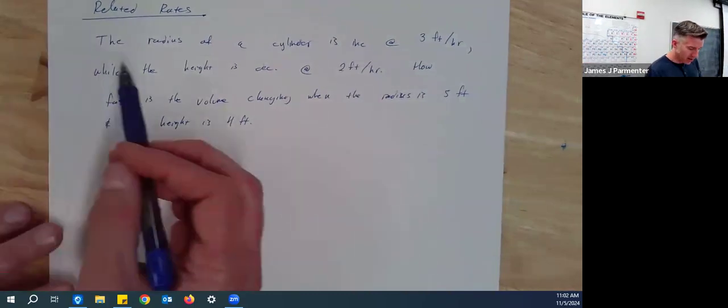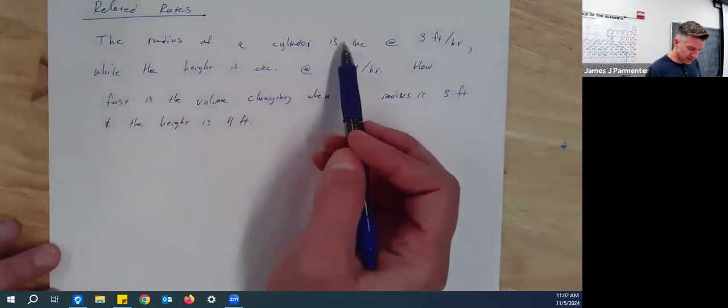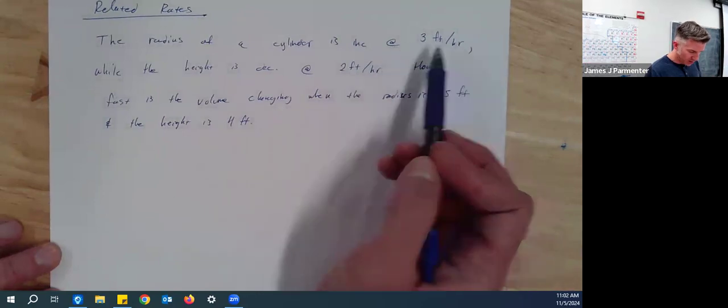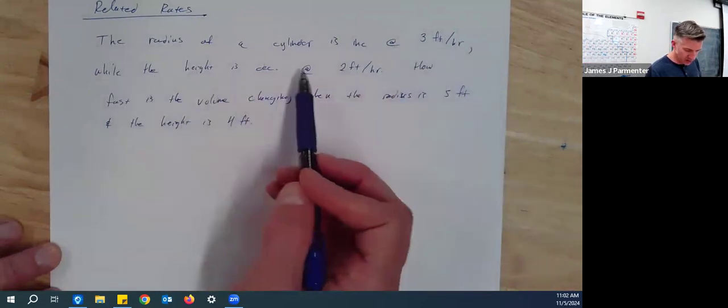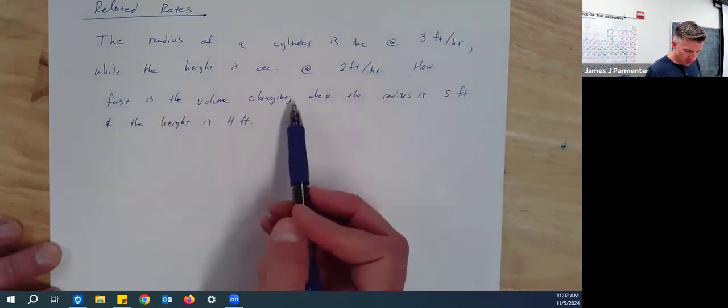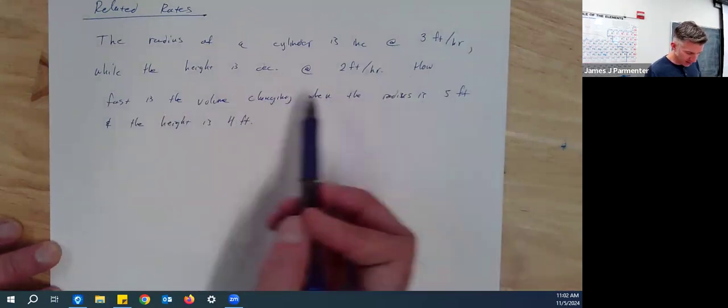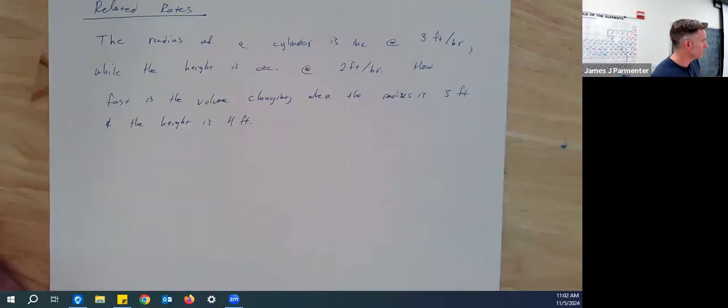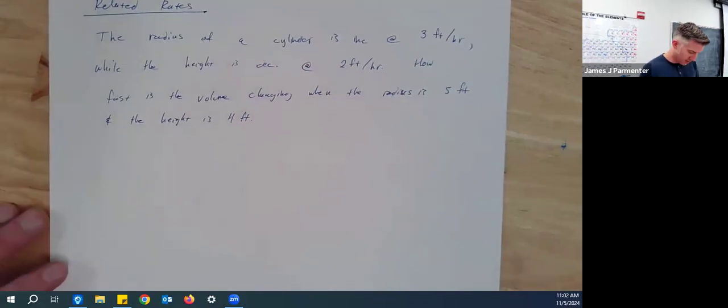Sure, let me read it again. The radius of a cylinder is increasing at 3 feet per hour, while the height is decreasing at 2 feet per hour. How fast is the volume changing when the radius is 5 feet and the height is 4 feet? And yes, I know my writing is terrible. I am a little ashamed, but not so ashamed that you shouldn't ask. Like, definitely ask for good clarification. I know things don't always look great.